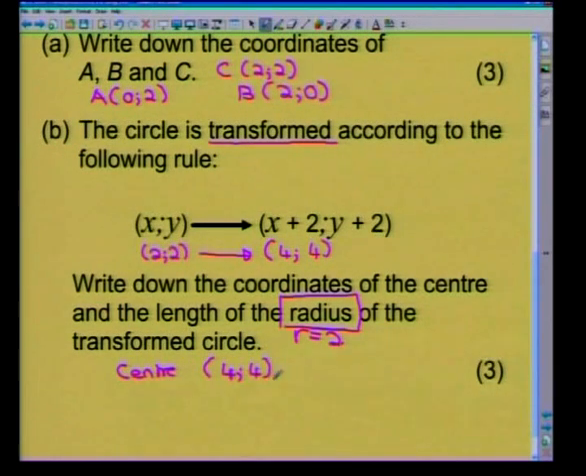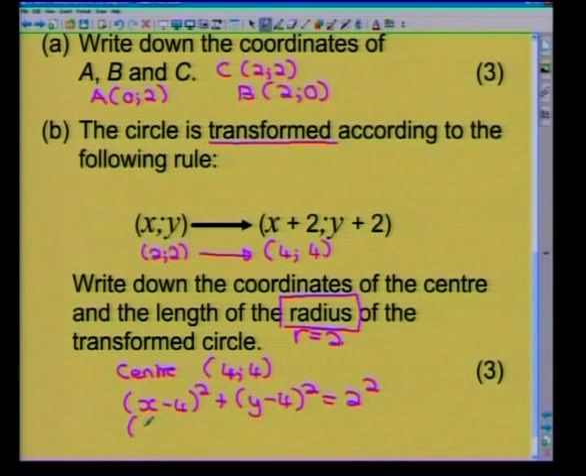Now, in actual fact, if we look at this, we can now write down the equation. We could say it's x minus 4 all squared added to y minus 4 all squared equals radius squared. And quite honestly, I don't like to write it like that, but maybe it's not a bad idea. So what I would do is I'd write it like this. However, they didn't ask me to find that equation, so the fact that I worked it out is not problematic.